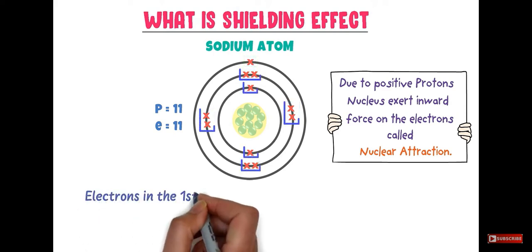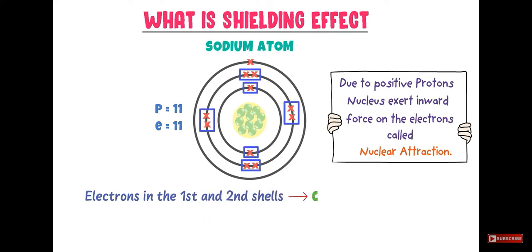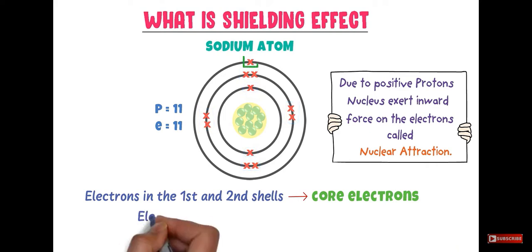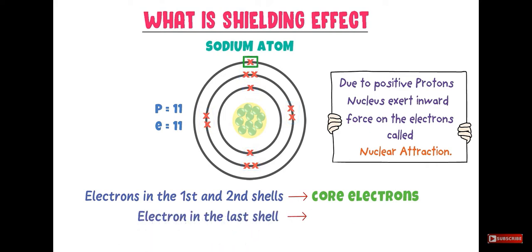The electrons in the first and second shells are called core electrons or inner electrons, while the electron or electrons in the last shell are called outermost electrons.